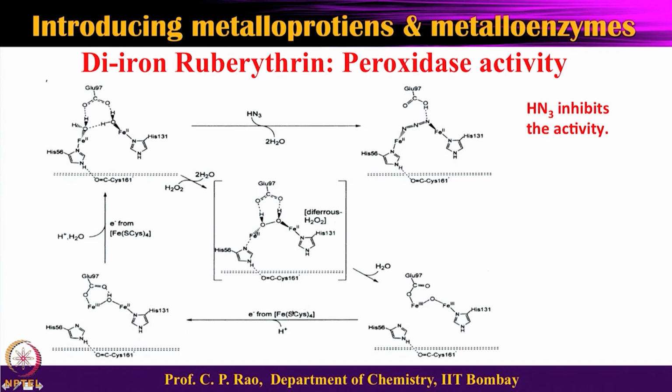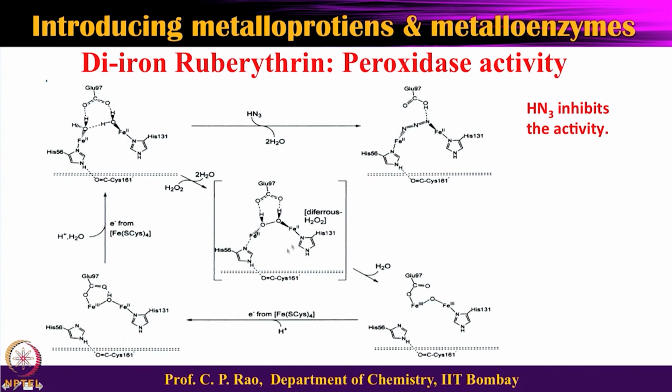So, that is why it is called rubrerythrin. Rubredoxin will reduce this back, and the protonation also takes place. So, at this stage one more oxygen is reduced to water, and that will go back, and again rubredoxin further reduces and brings it back to this.